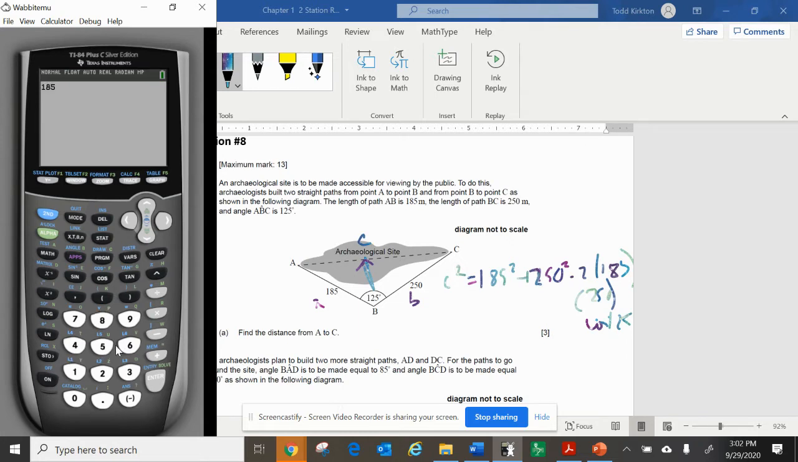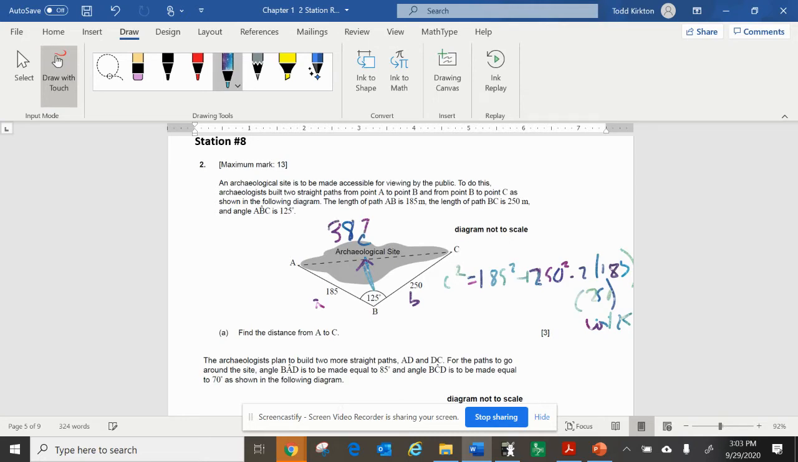So 185 squared plus 250 squared minus 2 times 185 times 250 times cosine of 125. The only thing I didn't check was to make sure my calculator is in degrees, and it is not. I turned it off. So now I need to do second enter and bring that back up. So I have 149,780. I'm going to take the square root of that. So 387 is the distance from A to C.